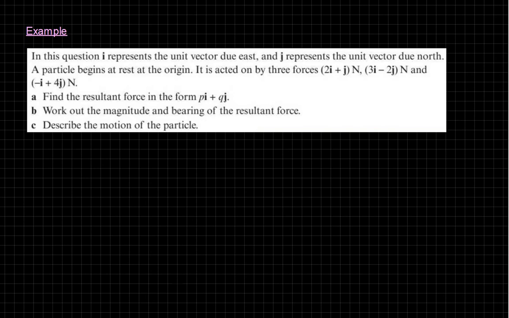So we've got three forces. Let's write those down. So we've got 2, 1, and we've also got 3, minus 2, and minus 1, 4. Add all that up, and we get 4, and 1 minus 2 minus 1 plus 4 is 3, and then we're going to say that is in fact 4i plus 3j. And you don't have to specifically say p equals 4, q equals 3. As long as you've written it in the form they've specified, that's fine. Okay, so that's A done.